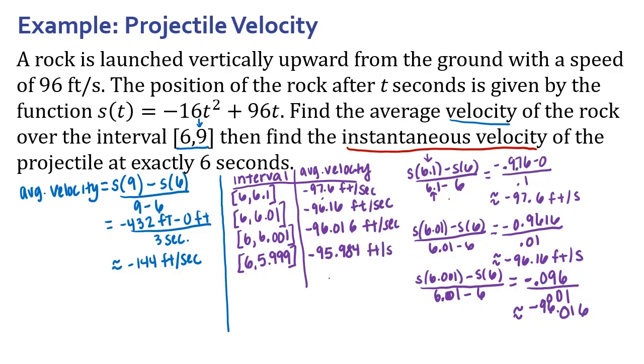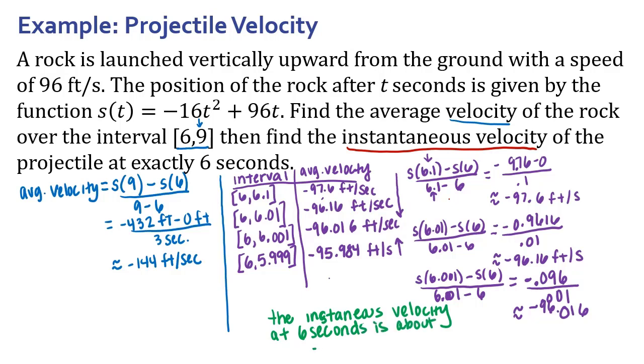What I notice when I look at this is that as I'm approaching 6 from numbers that are larger than it and numbers that are smaller than it, it looks like we're approaching about negative 96 feet per second. So I can say that that instantaneous velocity at 6 seconds is about negative 96 feet per second.